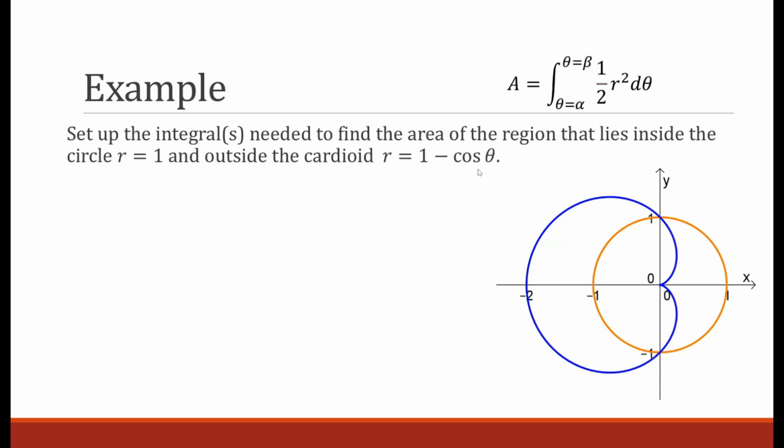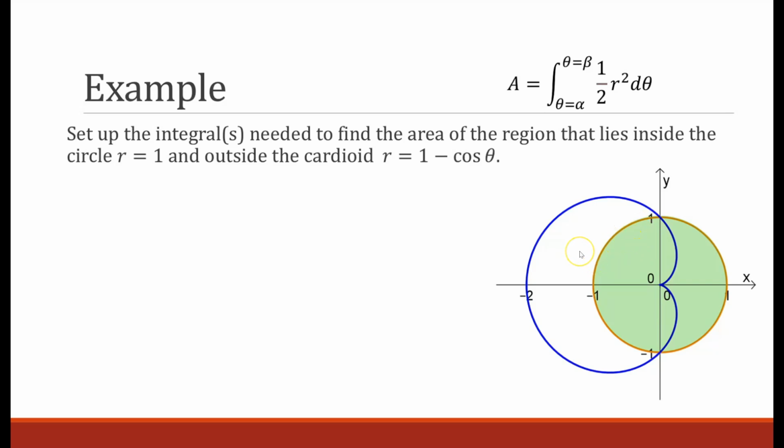Let's start by shading the region we're trying to find the area of. We want to be inside the circle, r equals 1. That's the circle centered at the origin with radius 1, so I want to be inside that circle, but I want to be outside of the cardioid. So I want to be the region that's outside of this cardioid.